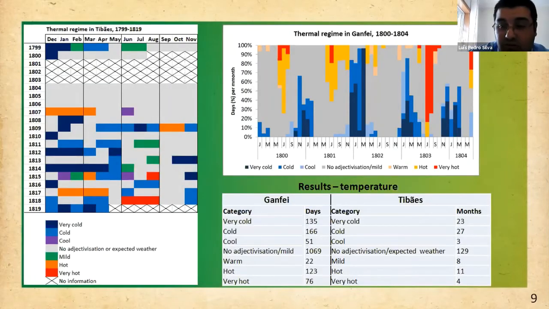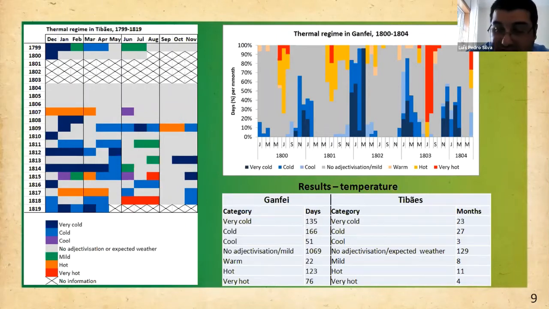So, the final results show a number of outstanding extreme years or anomalies that occurred from 1798 to 1830 in the northwest of Portugal. With regard to thermal anomalies, it was possible to identify a clear predominance of intense cold episodes, particularly in the winter and spring. In Ganfei, between January 1800 and June 1804, there were 135 very cold days and only 76 very hot days. In the same locality and in the same period, 166 days were cold and only 123 days were hot.